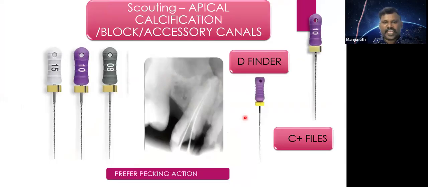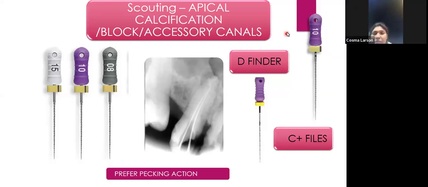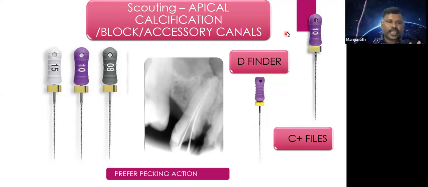And suppose if you address any blockade or calcification, or if there is any accessory canal, always try to use some special file that is D-finder or some C+ file. So these type of files, you need to do in a technique. You need to negotiate that apical portion. Without negotiating your apical portion till the apical terminus, there won't be a good success in your RCT. So always prefer a special file when you feel difficulty in negotiating the apical portion. These files to be used in a fixing motion in order to remove the calcification or blockage.